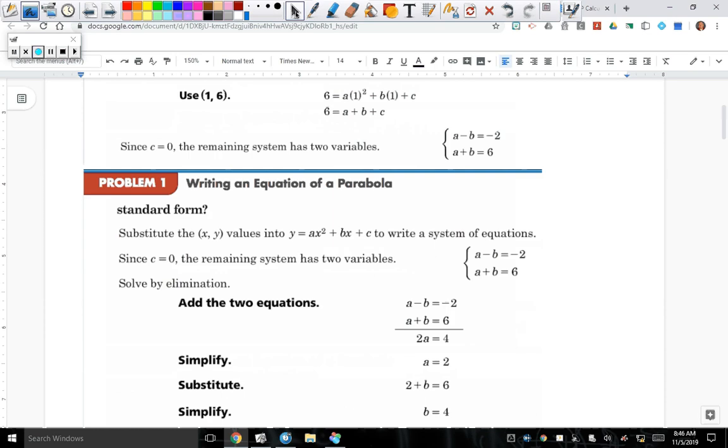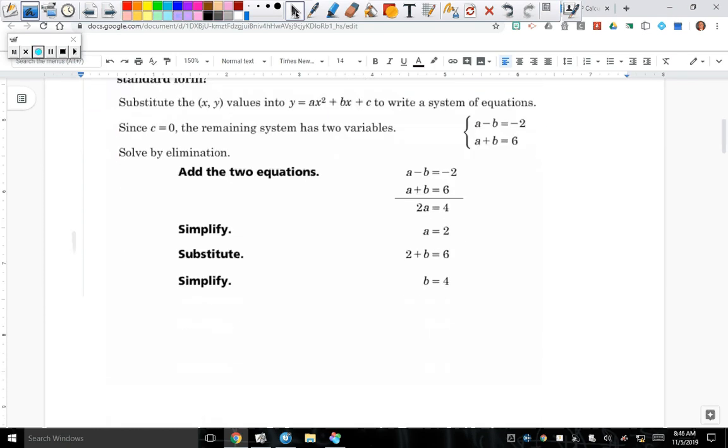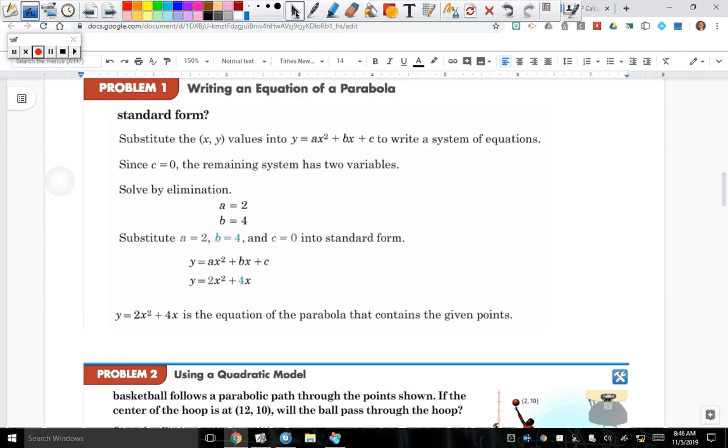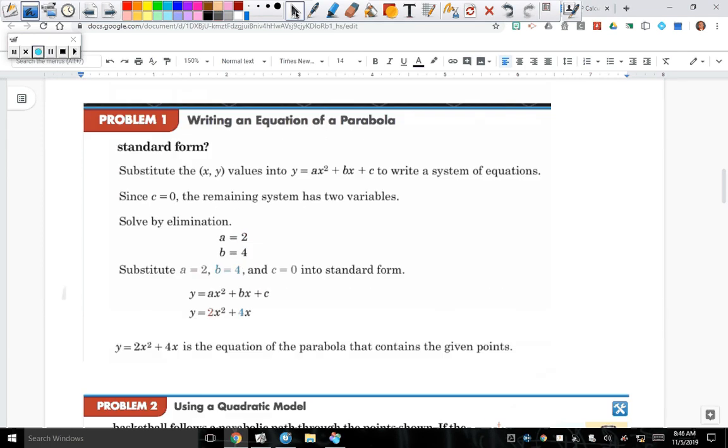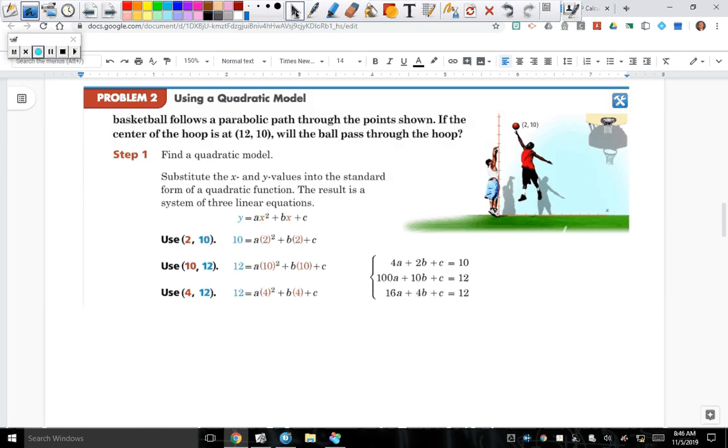So that was a system of equations, and this is just finishing it off. And this is still finishing it off.